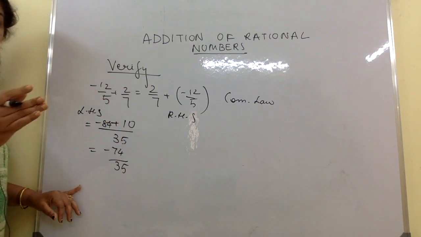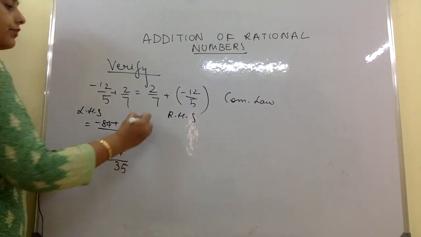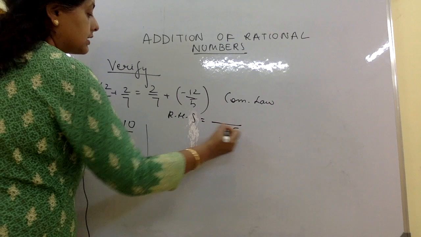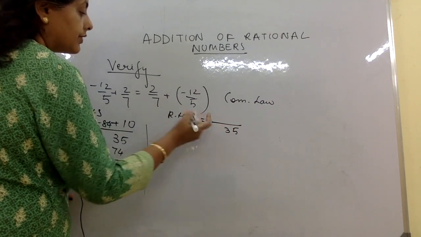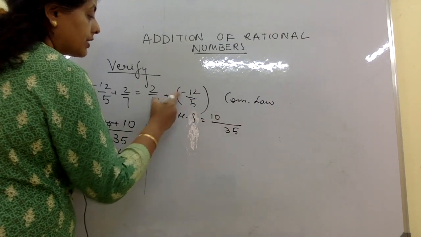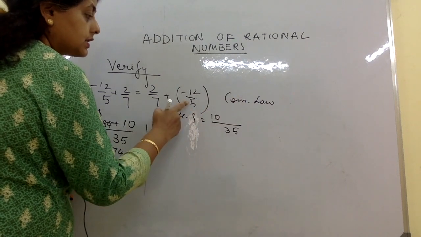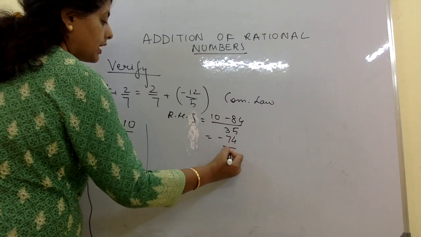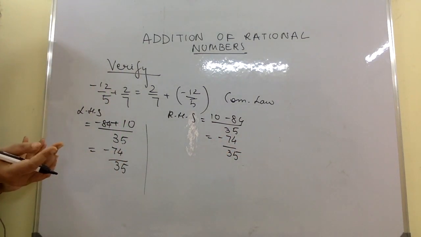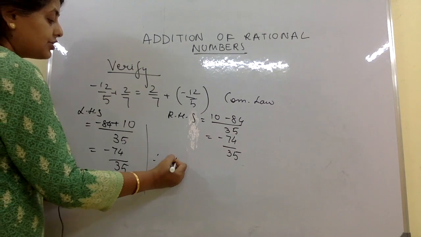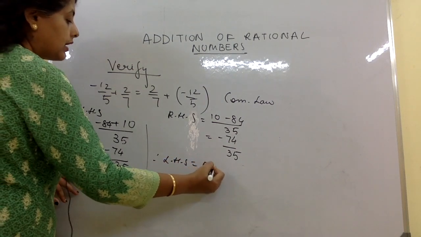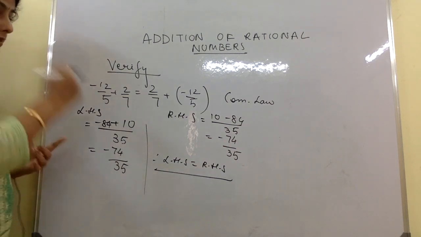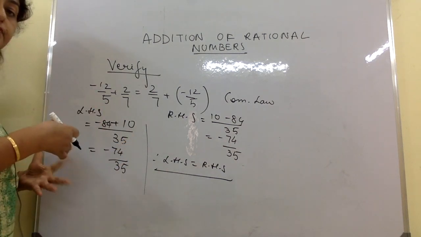That is my answer. Now let me work for the RHS. RHS is here again, 35 is the LCM, 7, 5. So 10 plus into minus, minus and 7, minus 84, which is minus 74 by 35. What do you see? Therefore LHS is equal to RHS, hence verified. So this is the correct method of verification.